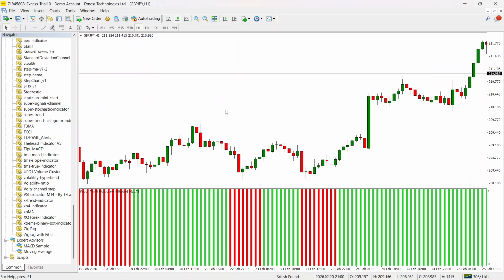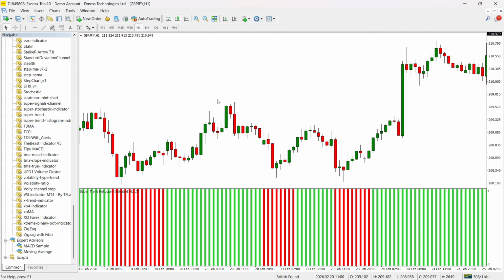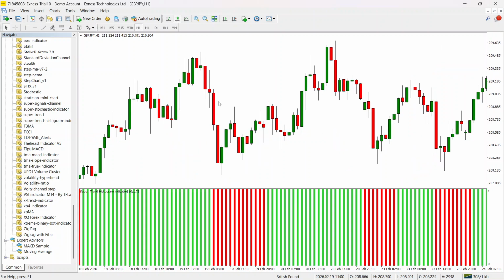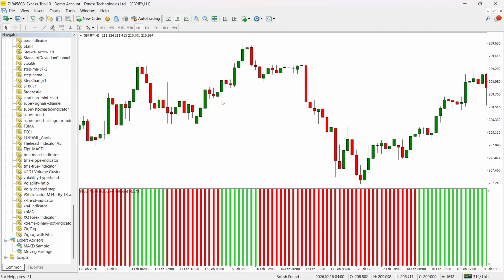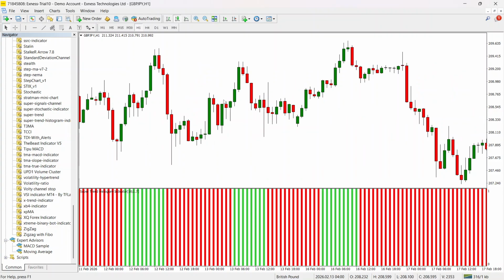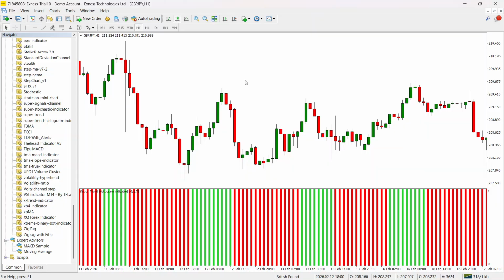Now, who is it for? The Super Trend Histogram Indicator is ideal for traders who like super trend style trend detection but prefer a separate compact visual readout to confirm direction and filter trends or trades.